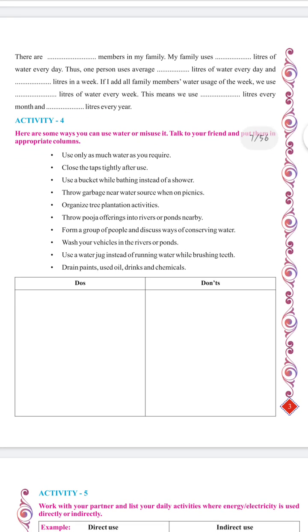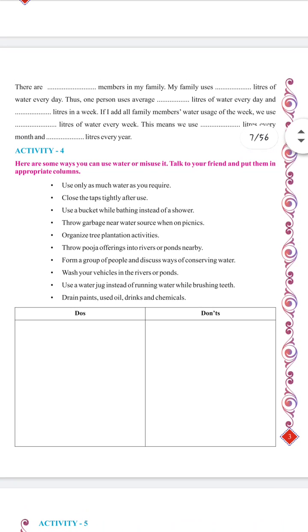Here are some ways you can use water or misuse it. Talk to your friend and put them in the appropriate column. So in the page below, two columns are given here. First one is about do's and second one is about don'ts. Some statements are given here. You have to read them and put those sentences in the do's column, and if a sentence is not appropriate in the do's, you will have to put it in the don'ts column.